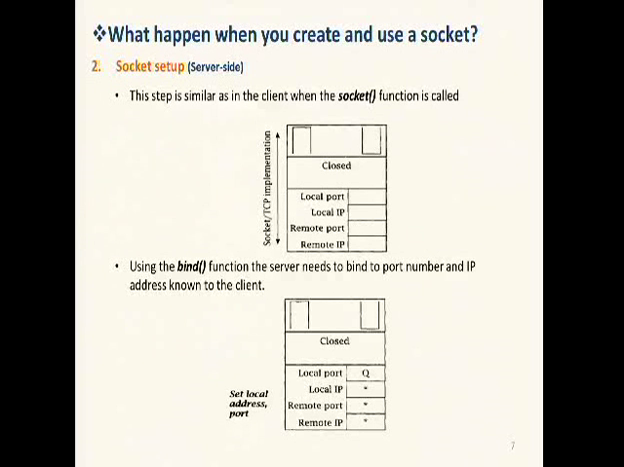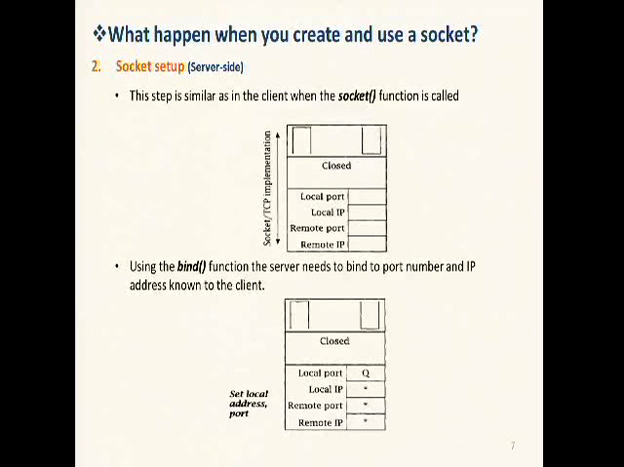And then once we use bind, the state is still closed, we just assign the local port. Why not the local IP? Because the server is going to be listening on this socket. So all it does here is set the local port, because we are using INADDR_ANY. Remember the system call argument that we have between the parentheses? INADDR_ANY. Remember this?